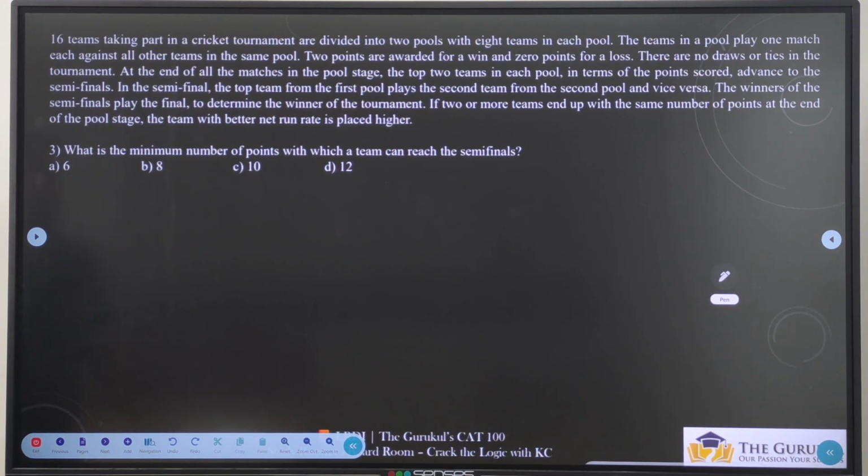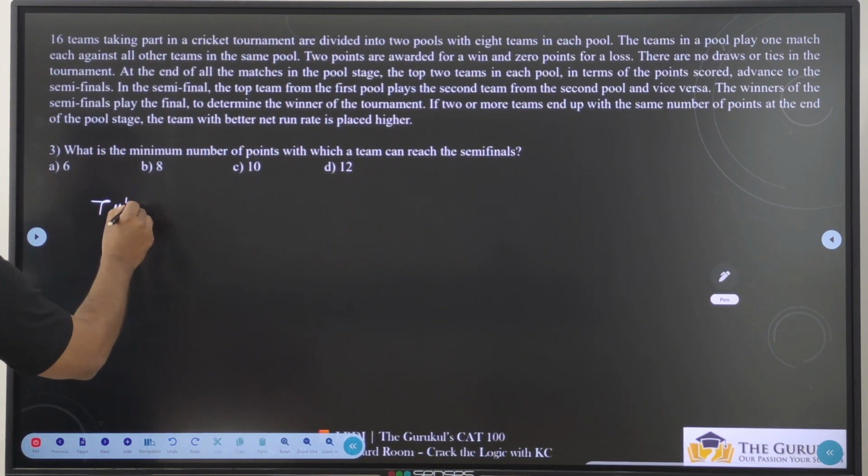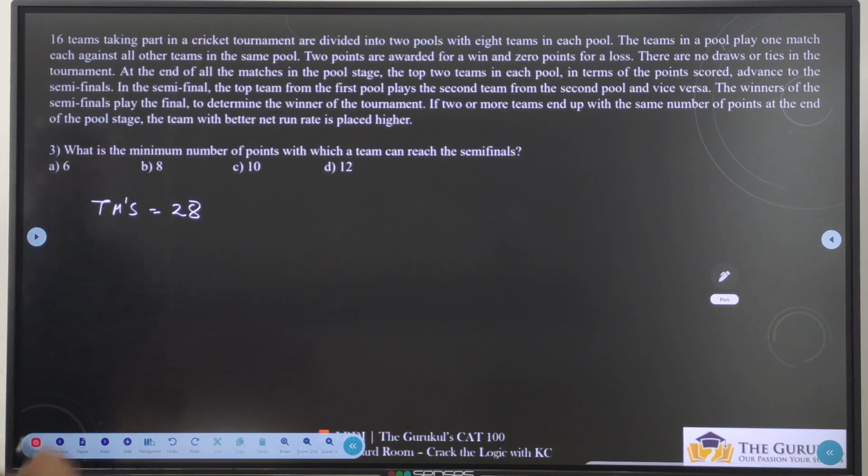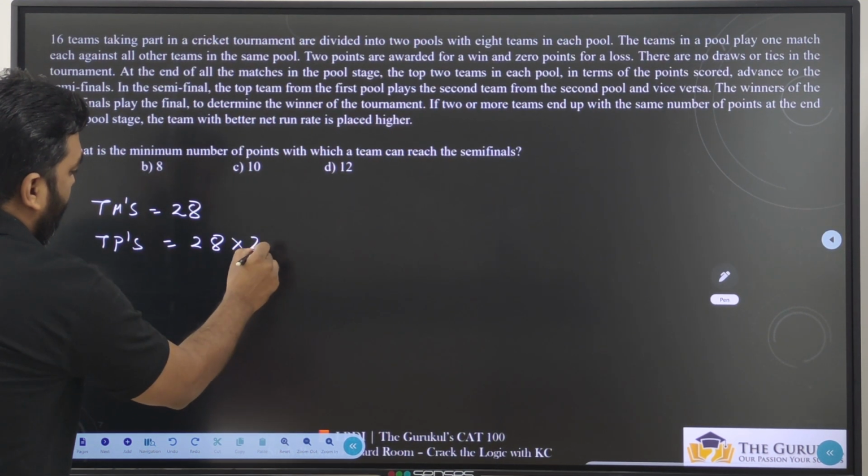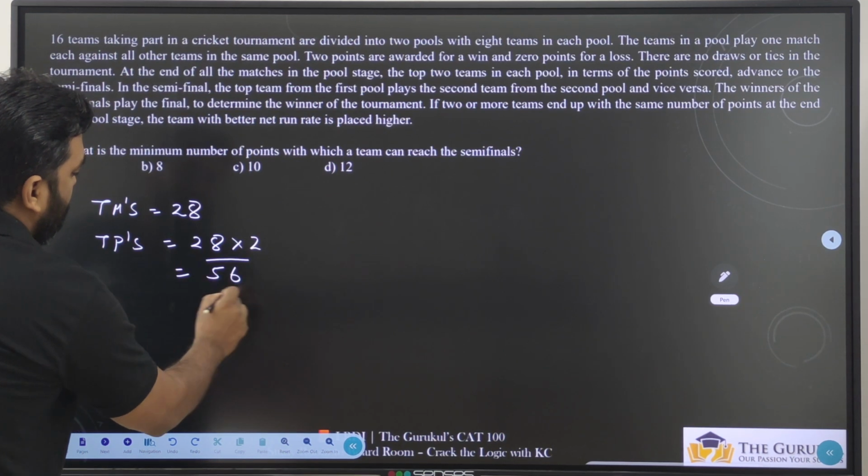Can I say total matches will be equal to 28? Can I say this? If total matches are 28, can I say total points will be equal to 28 into 2, which is 56 points?